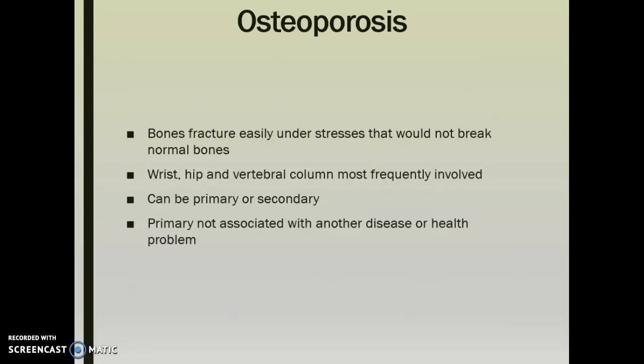Bones will fracture much easier. We've talked about osteoporosis before. Large bones as well as small bones can be involved. Wrists, hip. There's a big question when an old person falls: did their hip break and they fell, or did they fall and their hip broke? And unfortunately, we're never going to know.